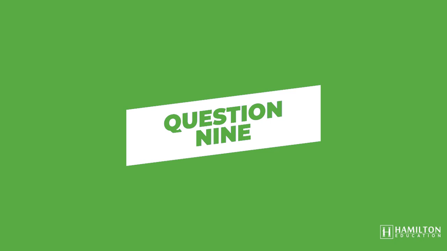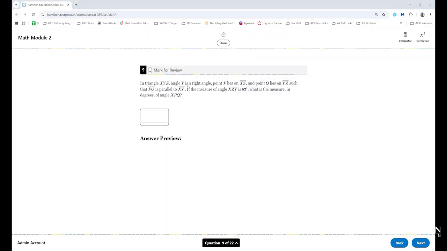Number 9. In triangle XYZ, angle Y is a right angle. So I'm going to draw a triangle, and I want to call this Y, and that's the right angle. There we go. That's the right angle. Point P lies on XZ. So I don't know where X or Z is, so I'm just going to say X is on top, Z on the bottom, and P is somewhere on XZ. Point Q lies on YZ. Okay, so Q is on YZ, and PQ is parallel to XY. So again, that was just convenience or just luck, but we do want them to be parallel, so they should be above each other.